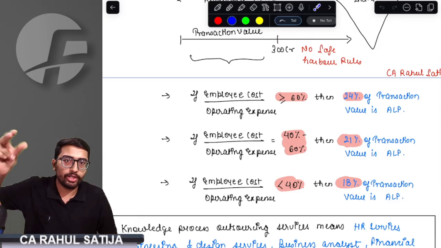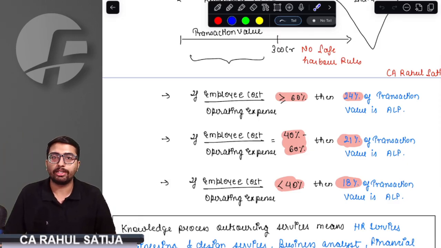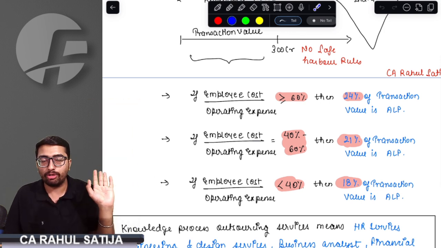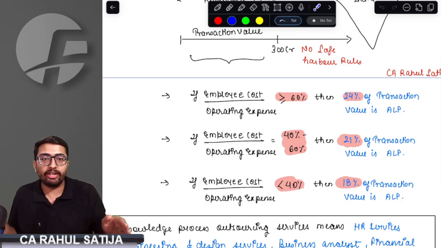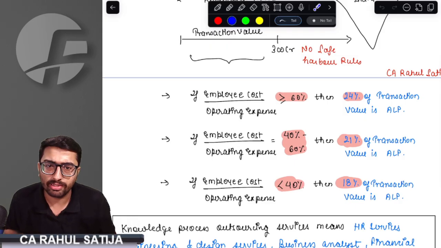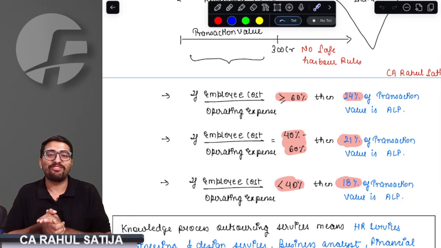Second thing, you have to check the employee cost to total operating expense ratio. If it exceeds 60%, take 24% as your profit. If it is between 40 to 60, take 21%. If it is less than 40, then take 18% as your profit. Got this point? Now, the important question is, what are KPOs?